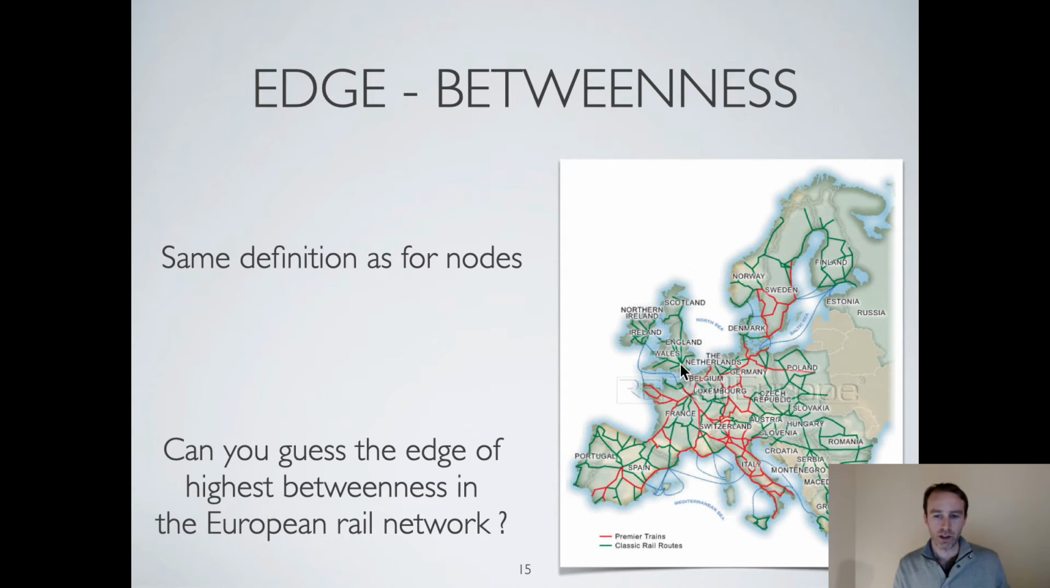So a very special connection between all of England and the rest of Europe. And if you remove it, you completely disconnect a large part of the graph. So this edge will have a very high betweenness in this case.